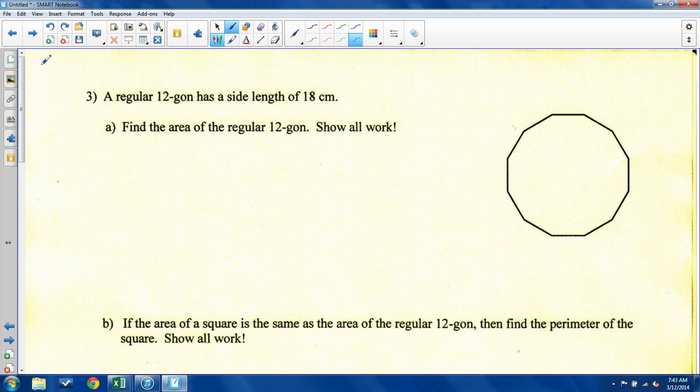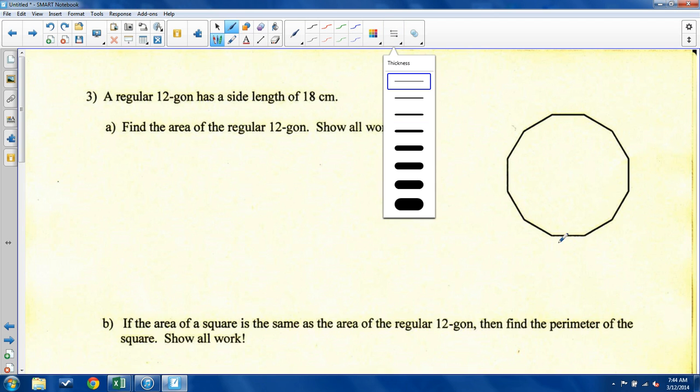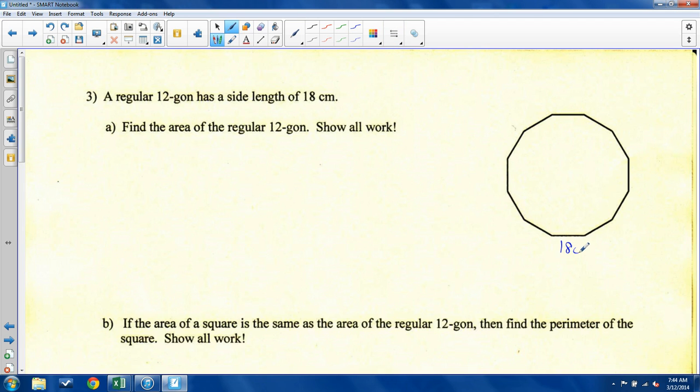Okay, a regular 12-gon, or better yet, a dodecagon, I guess not better yet, but that is the name of it, has a side length of 18 centimeters. Now we're looking at the sides. This is 18, as this is 18 because it's regular.